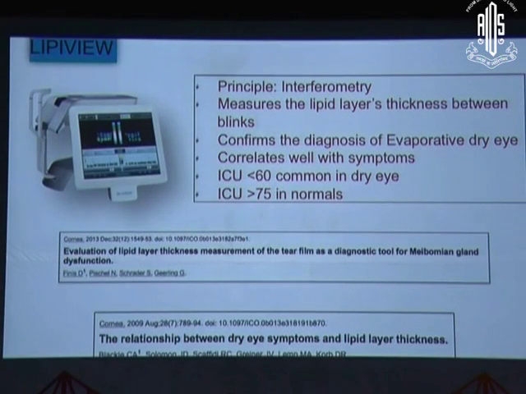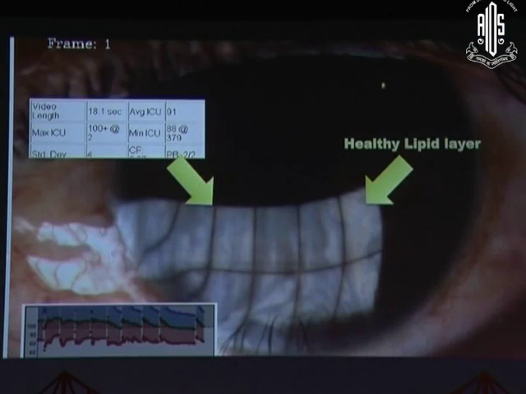What LipiView does is, as I mentioned, it's based on interferometry, and it measures the lipid layer thickness specifically, and it quantifies in ICU units. So anything less than 60 is abnormal or dry eye, and anything above 75 is normal.